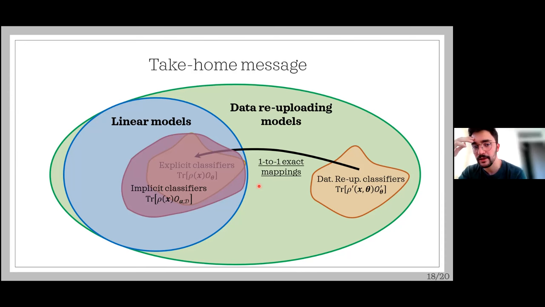It's M square evaluations of inner products on a quantum computer. And then you have a matrix inversion that you have to do. So something between M square and M cube post-processing, right? So for large data sets, this is completely prohibitive.